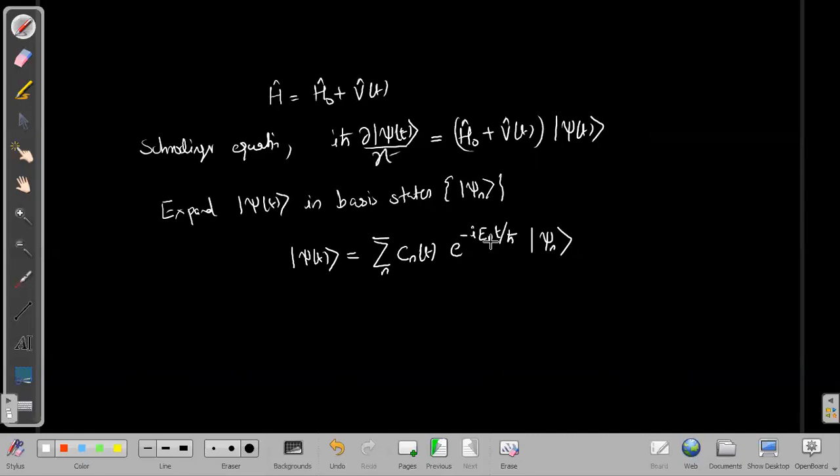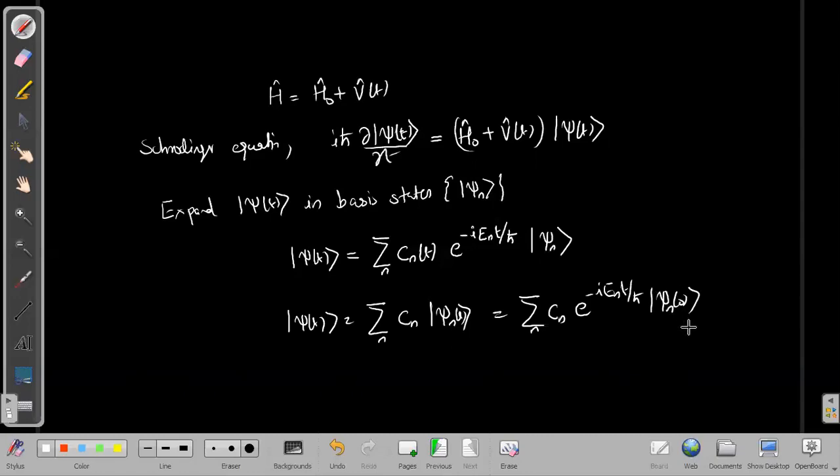So what actually I have done is, the psi of t in general we can expand as the sum of c n psi n, where psi n is a function of time. And how can I write psi n of t? It is equal to e raised to minus i E n t by h cross psi n at 0. So this is what I have done here. And this c n is the expansion coefficient.